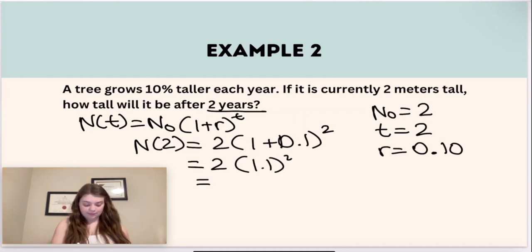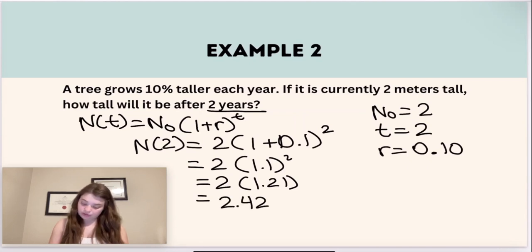Now, what is 1.1 squared? Keep in mind we're doing order of operations here, so that's why we added up what was in the brackets first, because we start with brackets or parentheses. Then we do exponents, so 1.1 times 1.1, or 1.1 squared, is going to be next, and that's going to be 1.21. And last but not least, we'll do multiplication, so 1.21 times 2 is 2.42.